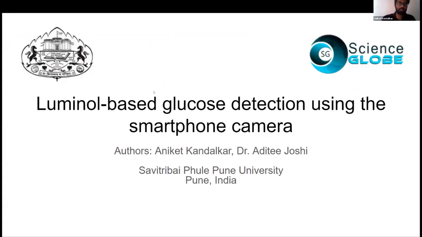The topic that I chose for this conference was luminol-based glucose detection using smartphone camera. I hope I'm audible and visible. Yes, yes. So I'm from Pune, India. The idea was to detect glucose in a sample and eventually in blood using a smartphone camera. We usually have small devices which are available in the market. So I thought I can replace the already existing devices with a smartphone, since it is already available with everyone.